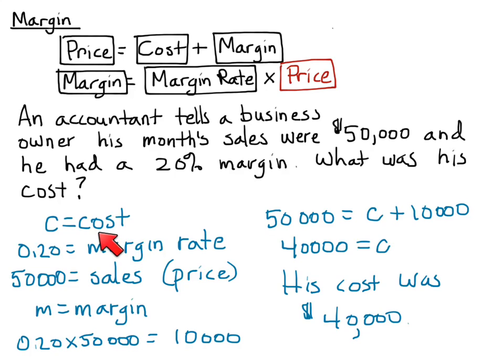So we've defined C as the cost, 0.2 is the margin rate, and $50,000 was the price. That's what you got, right? And so if M is the margin, we go up to this model and we say, okay, the price times the margin rate, which is 20%, equals the margin. And so we've calculated that the margin is $10,000 because that's 0.2 times 50,000. And so then we stick that back in our equation: 50,000 equals our cost plus our margin. And so 40,000 is our cost. And so his cost was $40,000.